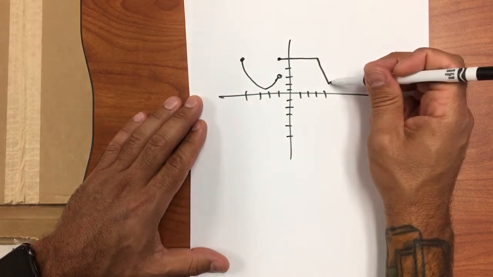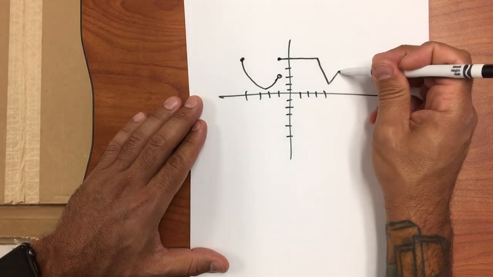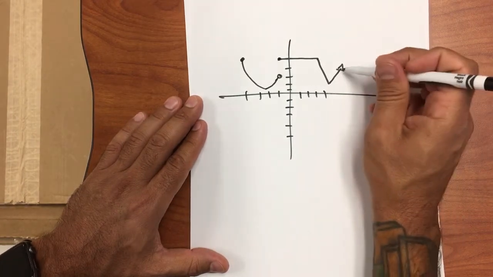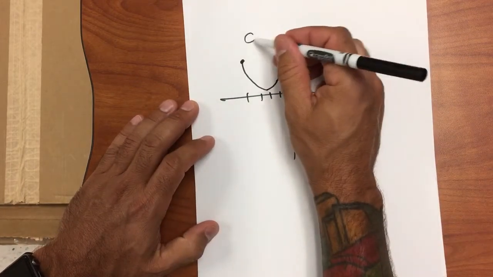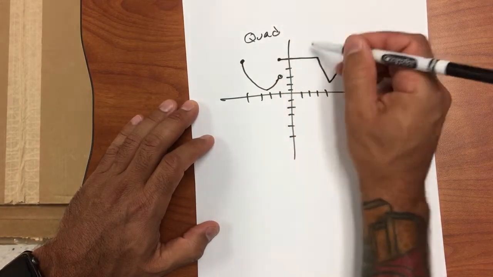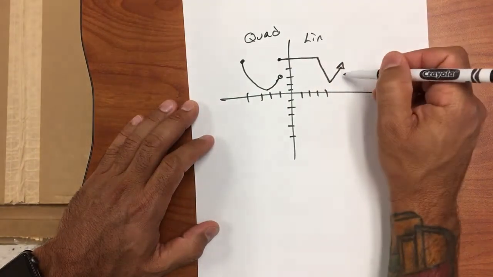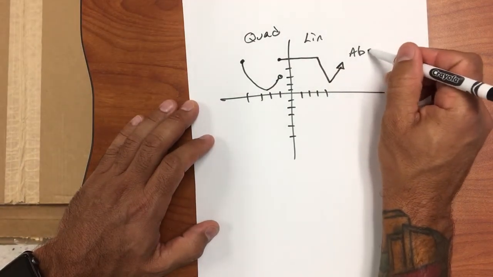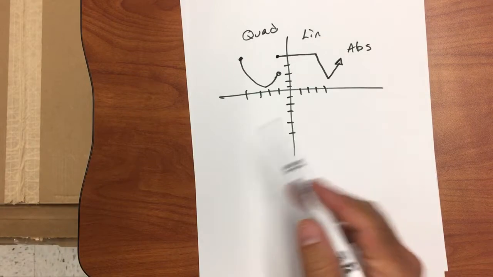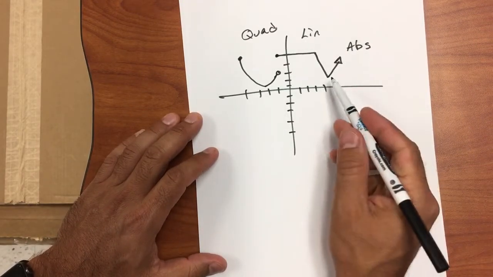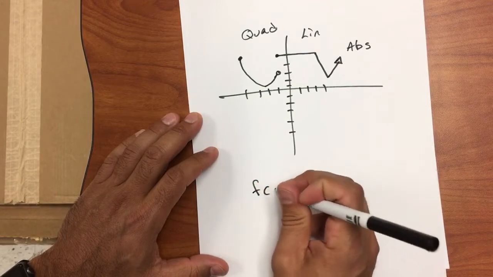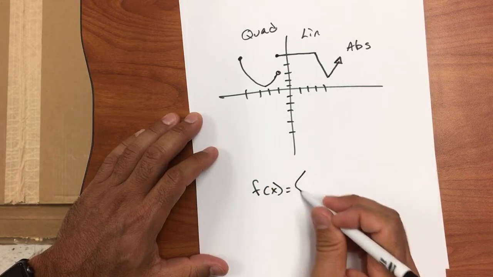So since this is pre-AP pre-cal, I'm going to make things a little bit tougher on you guys by giving you multiple kinds of things. This is quadratic, obviously. This is linear, obviously. And this is absolute value, obviously. So you should be able to know the vertex form of quadratic and an absolute value. So that means my function rule is going to equal.